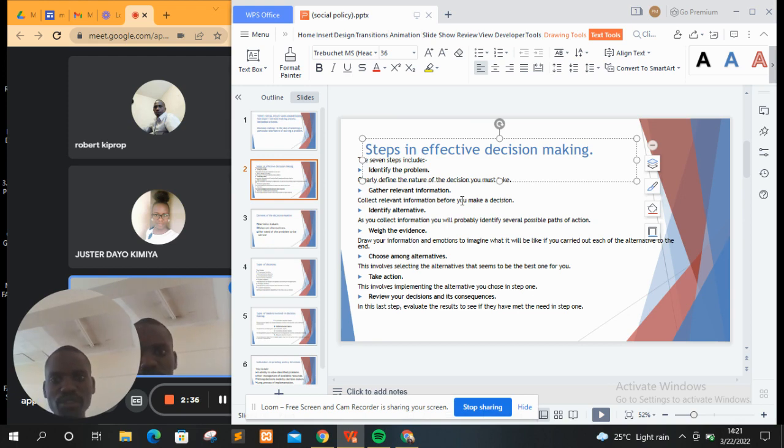Sixth, you take action. This involves implementing the alternative of your choice in steps. Seventh, review your decisions and their consequences. In this last step, evaluate the results to see if they have met the needs identified in step one.